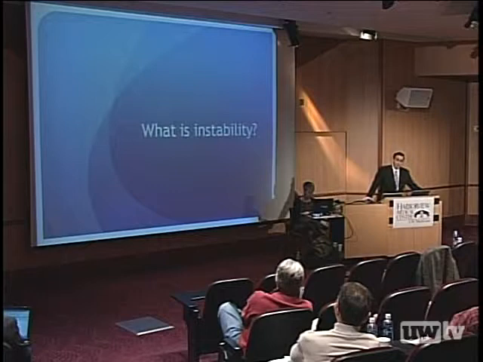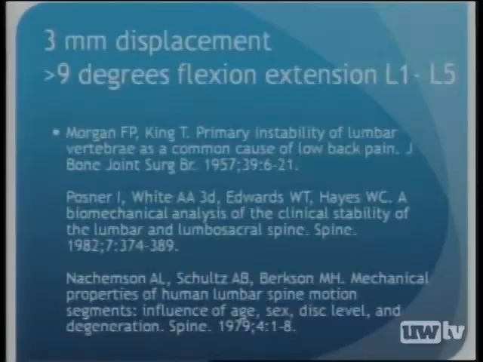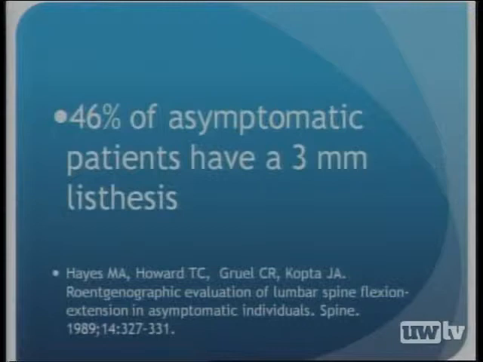And I think all of us in the room probably know what instability is, something we can all readily identify, but perhaps not describe so well in specific radiographic criteria. Back in the 1970s and 80s, we used to think that 3 millimeters of displacement and 9 degrees of angulation was a form of instability. We soon realized that almost 50% of asymptomatic patients have as much as 3 millimeters of motion on flexion extension views. So maybe it's not right to use 3 millimeters as our threshold on flex-ex views.